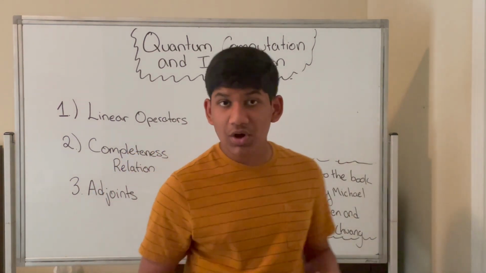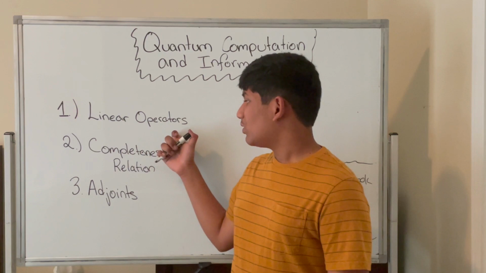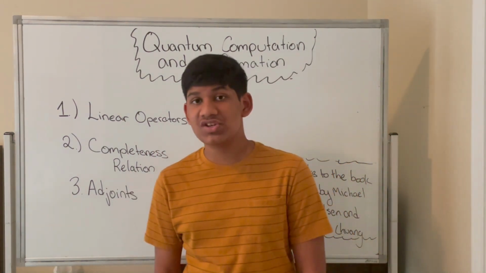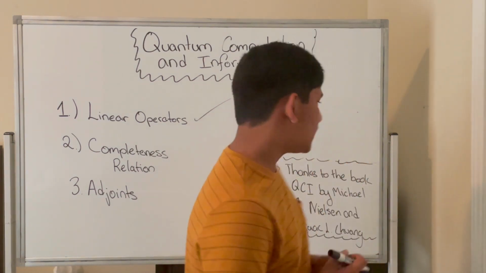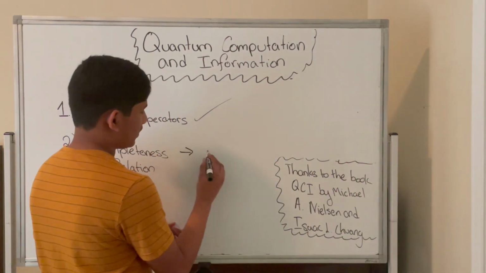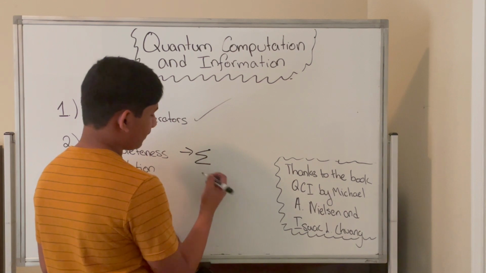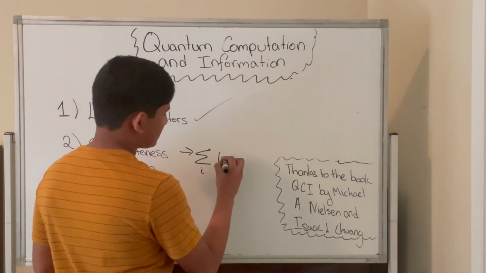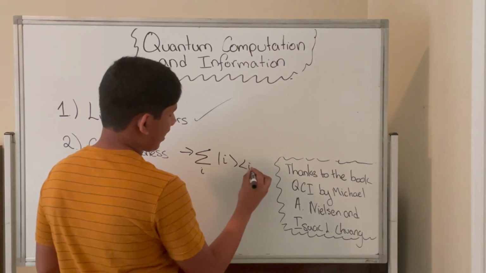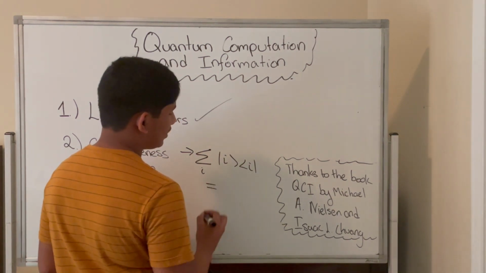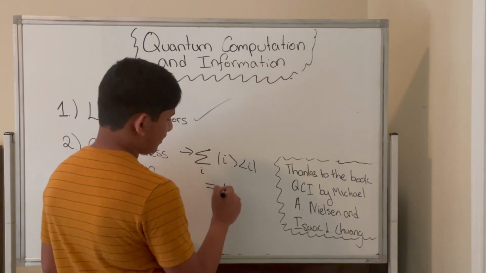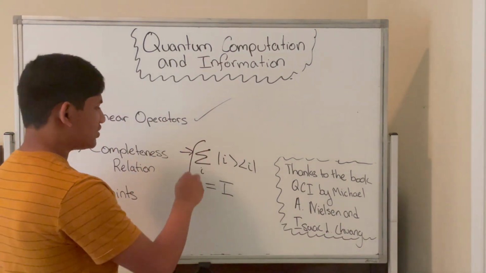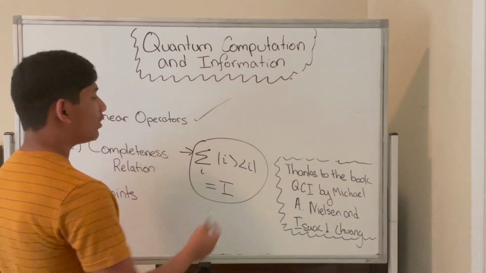Okay, so we have linear operators, and we've just done that, so check. So what is the completeness relation? The completeness relation is just this. If we have the sum over i of |i><i|, this is just going to be equivalent to the identity matrix. So this is the completeness relation. This is something called the outer product.